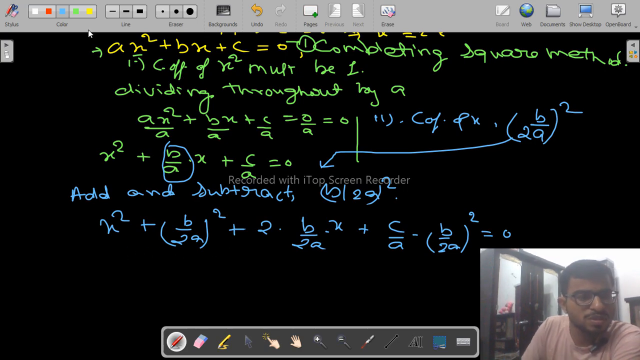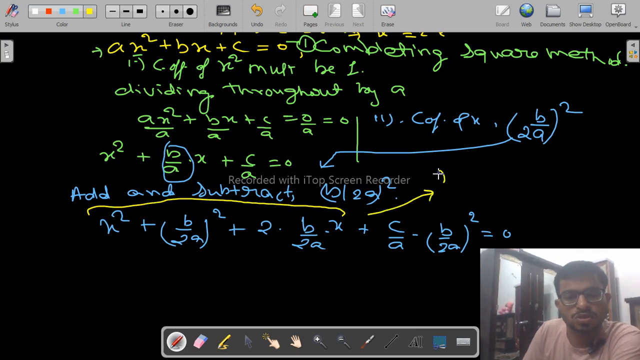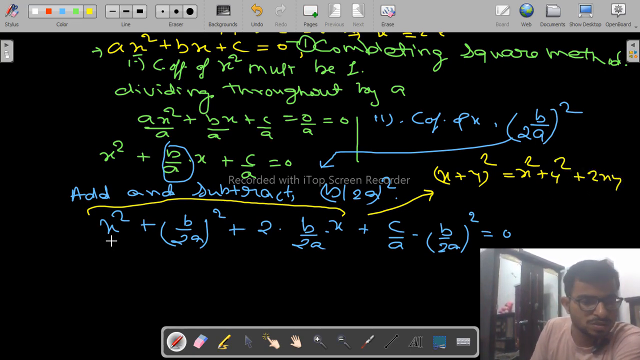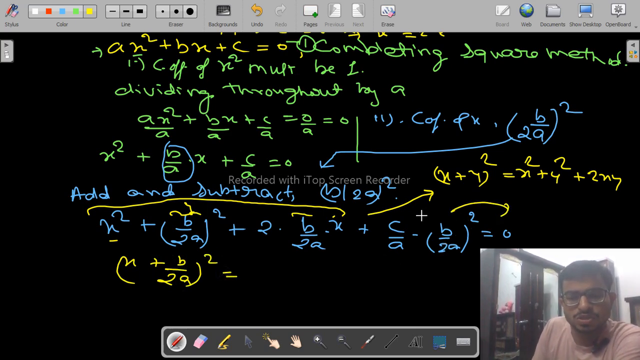Now when we see this much of expression from here till here, this is nothing but the formula of x plus y whole square, which is x square plus y square plus 2xy. Clearly you can see here this term is x and this term is considered as y, and here this term is x and this term is y. So this can be written as x plus b by 2a whole square, and this b by 2a whole square, these two terms we will transpose to the right hand side. So that will become b square by 4a square minus c by a.